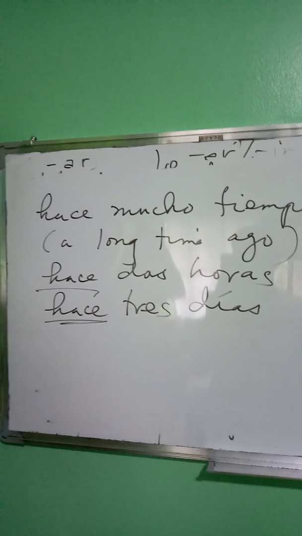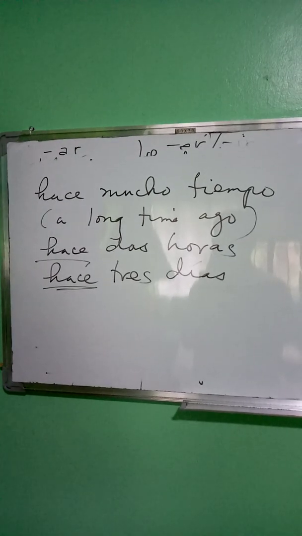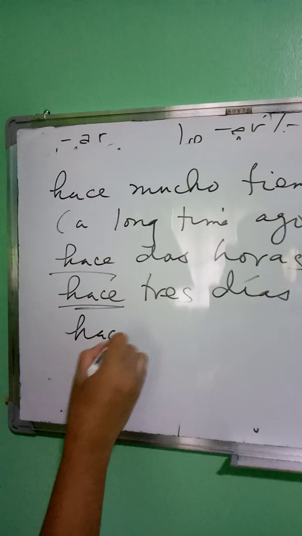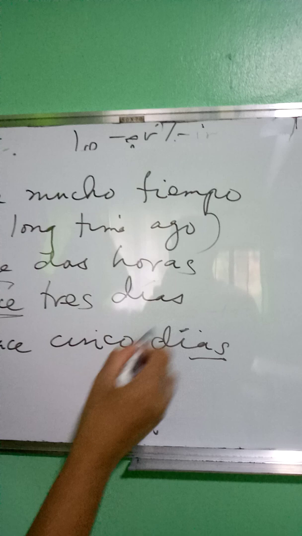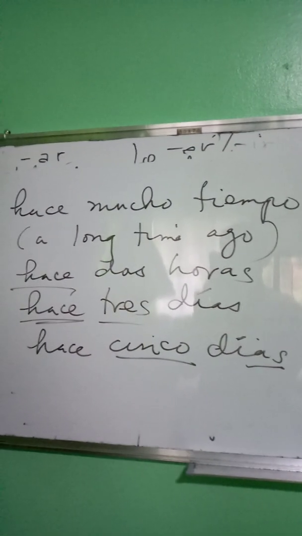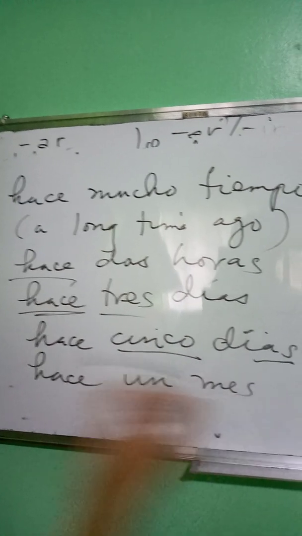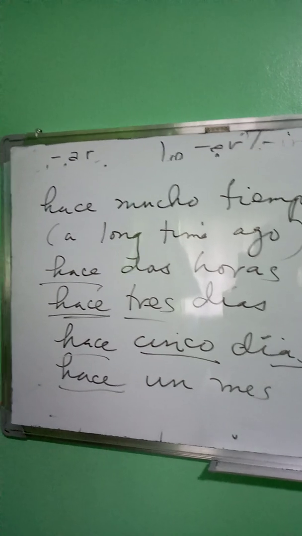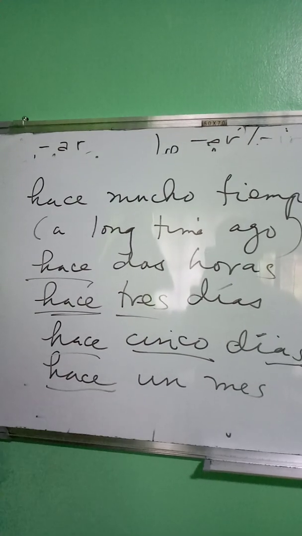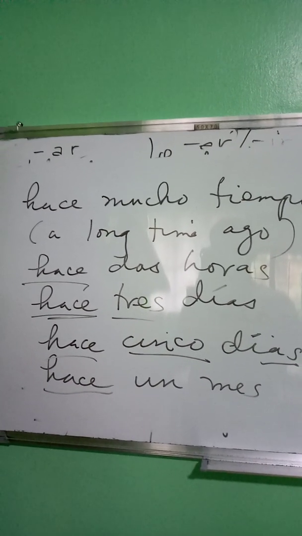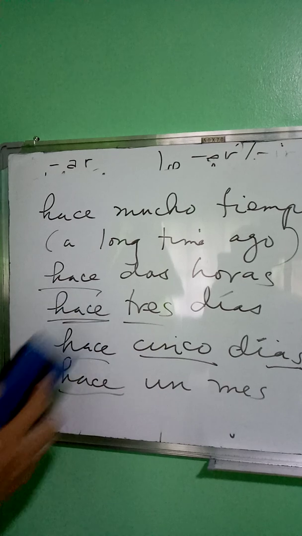How do we say 5 days ago? Hace 5 días. 5 días because it's plural. How do we say a month ago? Hace un mes. Okay, so do not forget hace. These are all adverbs of time which you could use to prolong your sentences if you are creating your sentences in the past tense.